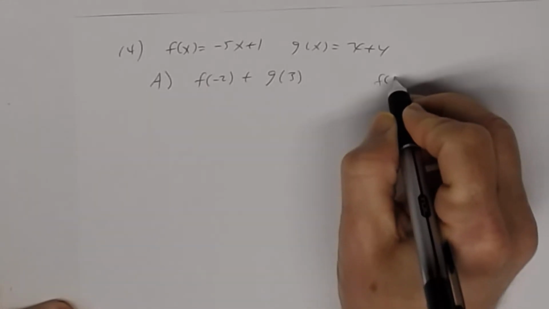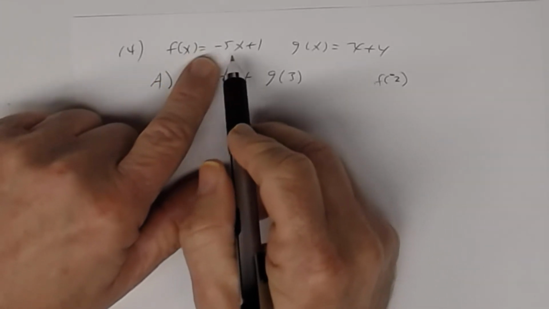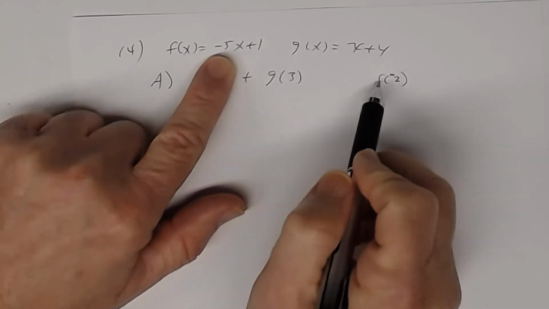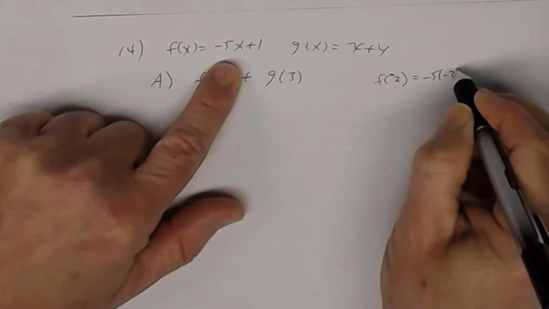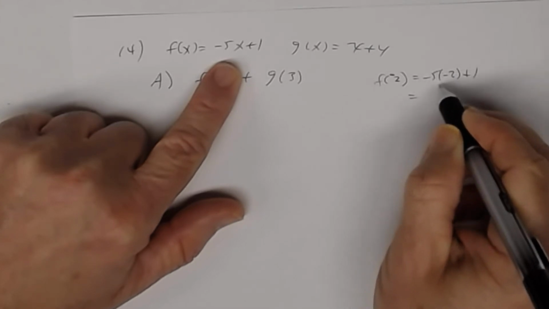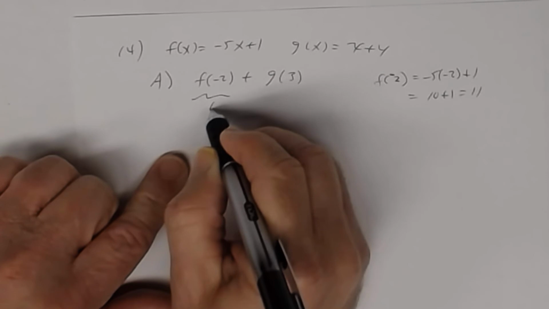So off on the side, let's figure out what f of negative 2 is. To find f of negative 2, you're going to do function f, and where we see the variable x, you're going to substitute negative 2. That's what that says. So I get negative 5 times negative 2 plus 1. Negative 5 times negative 2 is 10. 10 plus 1 is 11. So this right here is 11.